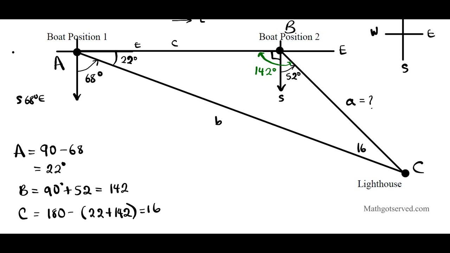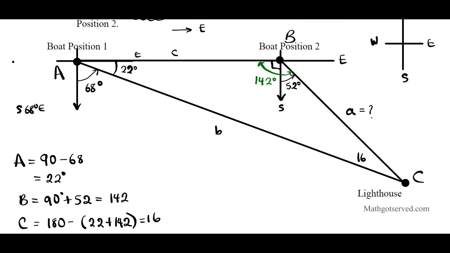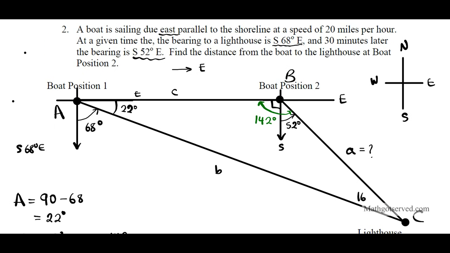We have three angles. If we can get a side, then we can use the law of sines, because we know AAS and SSA work for the law of sines, okay? So let's see, can we figure out a side? We're given information about the movement of the boat: 20 miles per hour in the east direction, and 30 minutes of separation between position 1 and position 2. So how much distance did it travel in 30 minutes if it was traveling at a constant speed of 20 miles per hour? That is the question.